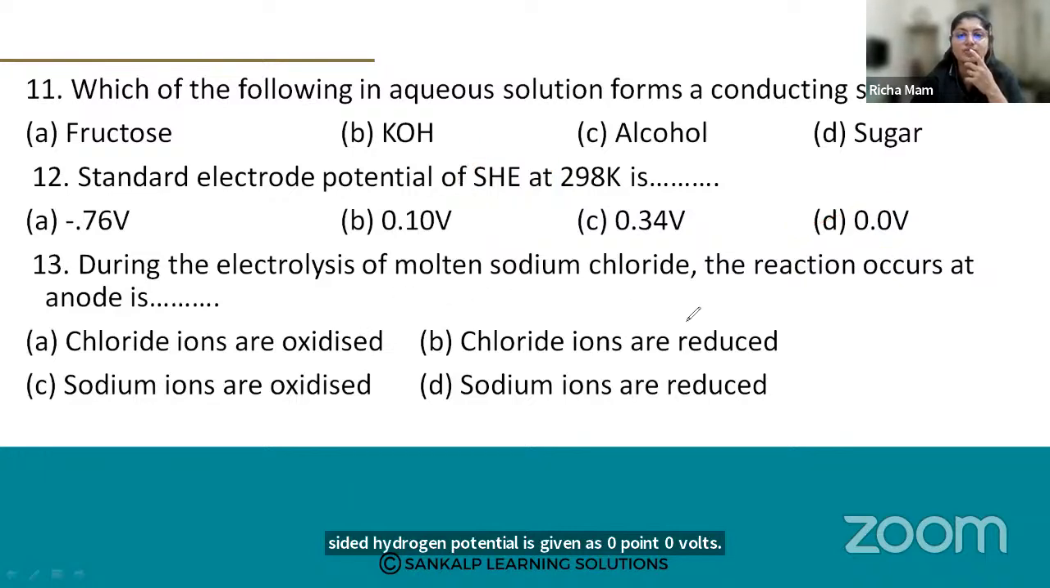During the electrolysis of molten sodium chloride, the reaction that occurs at the anode is: A, chloride ions are oxidized; B, chloride ions are reduced; C, sodium ions are oxidized; and D, sodium ions are reduced.